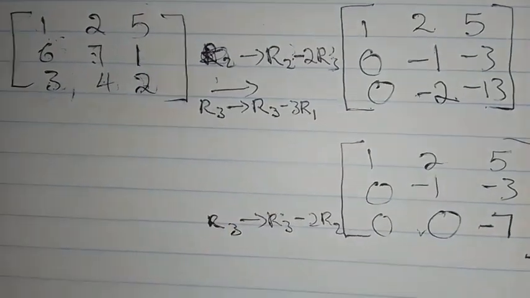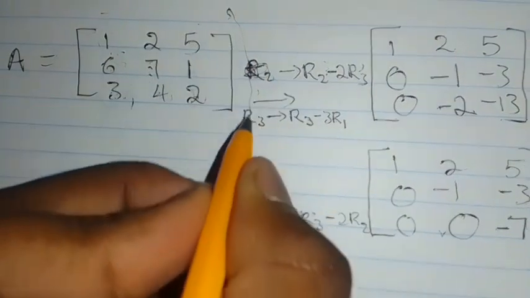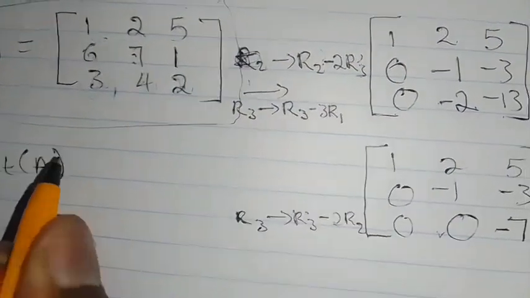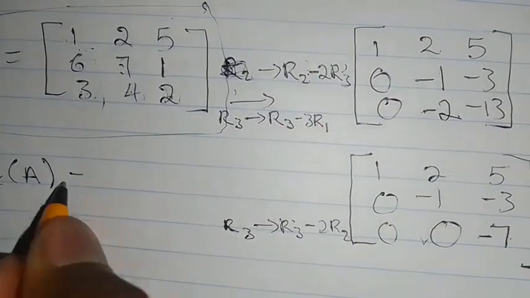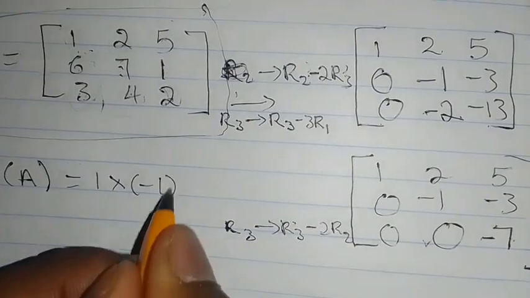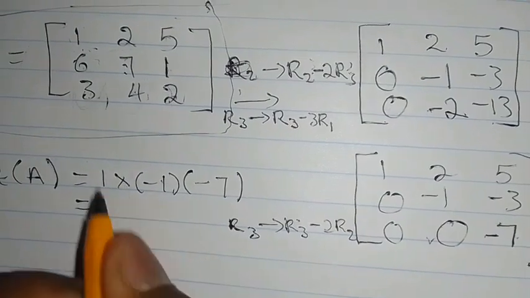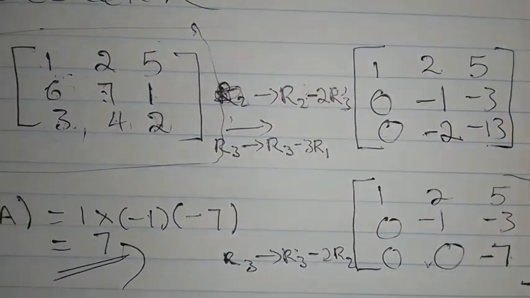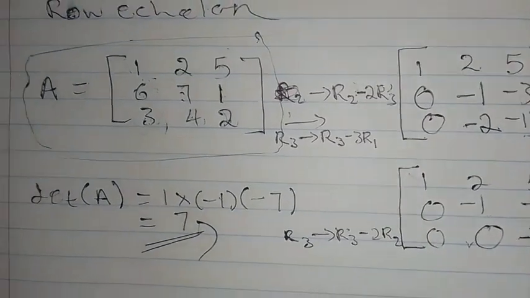So now that you obtain a row echelon form of this, the determinant of A, remember A is this matrix, will be the same as, since you obtained a row echelon form here, you're just going to multiply the diagonal. So it's going to be 1 times minus 1 times minus 7. Minus 1 times minus 7 is 7. Multiply that by 1, then you get 7. So that's how you can get the determinant of that. That's how powerful row echelon form is. You can basically obtain row echelon form and just multiply the diagonal like that.